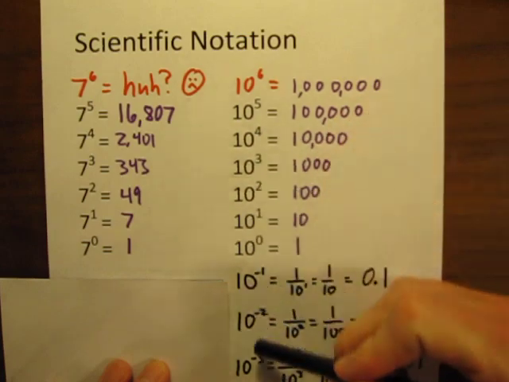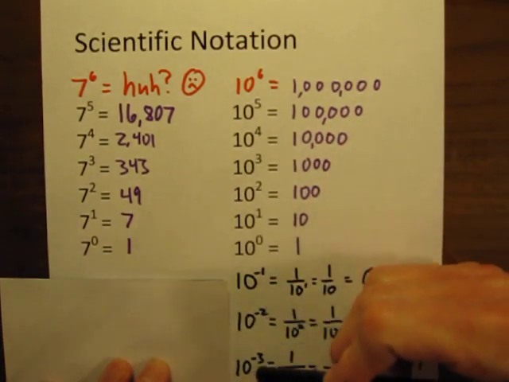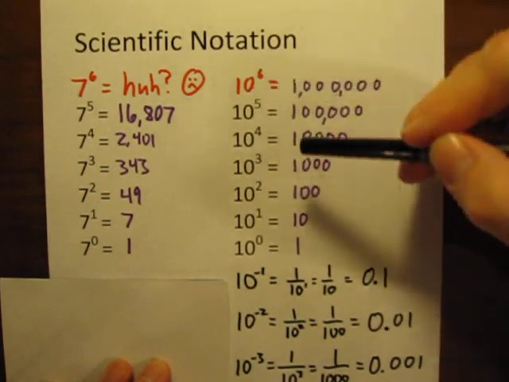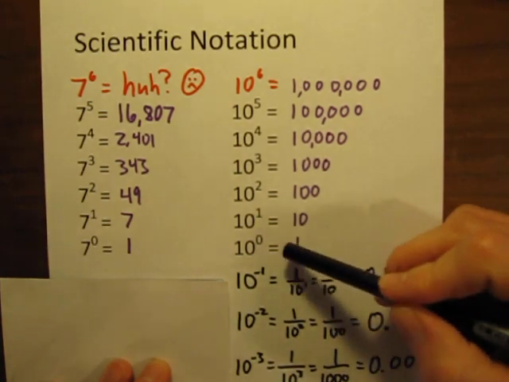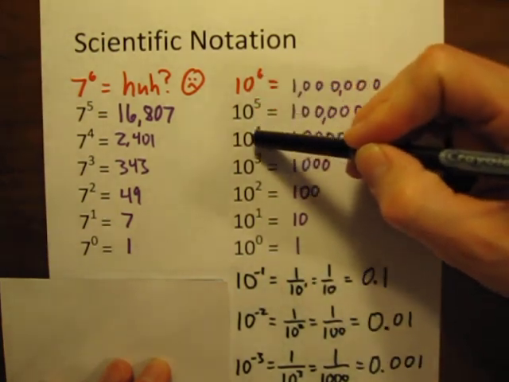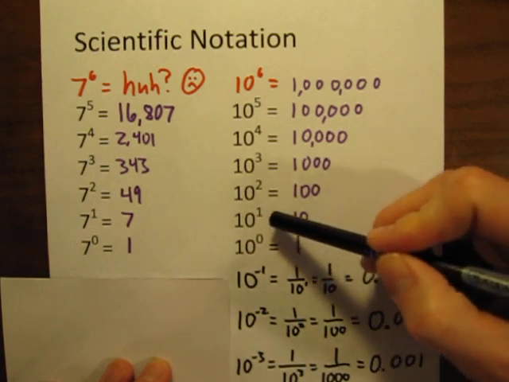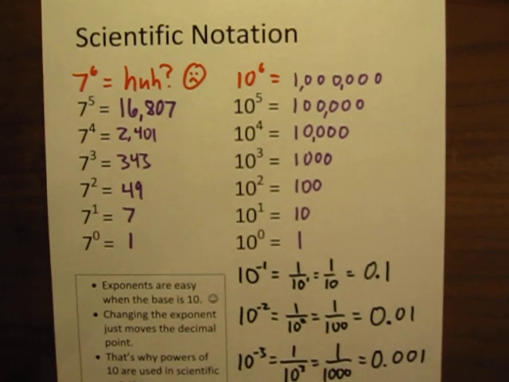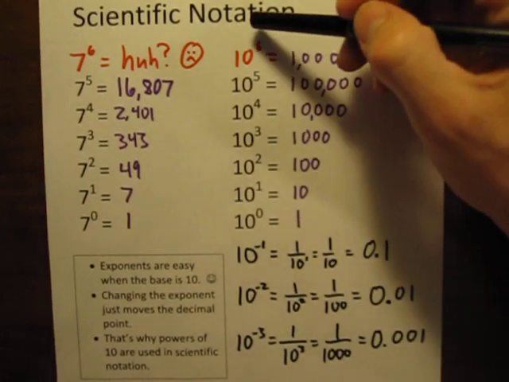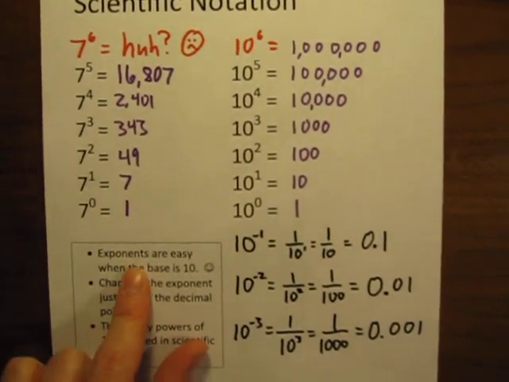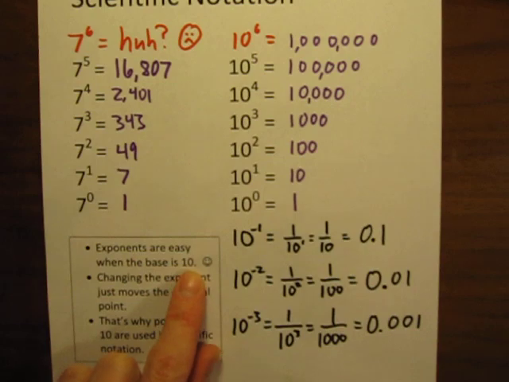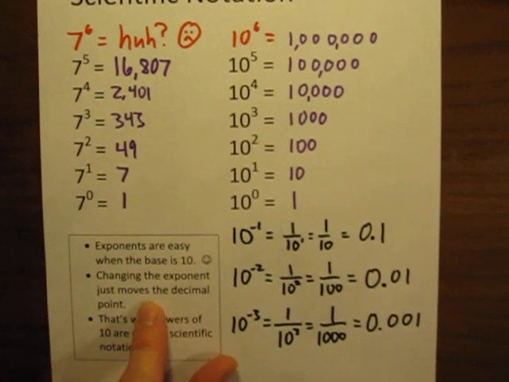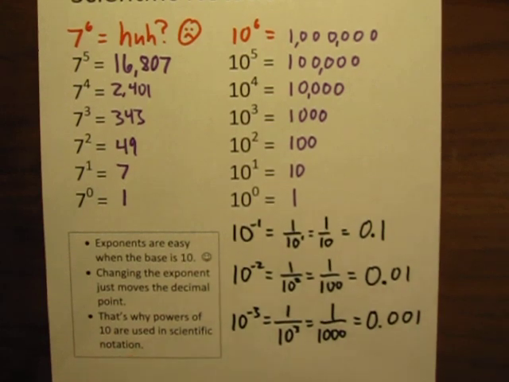These numbers here are called powers of 10, and as you increase that exponent, you're moving that decimal point to the right. As you decrease that exponent, you are moving that decimal point to the left. And that's going to be very useful for us. So, why did scientists like this set of numbers? Because exponents are easy when the base is 10. Changing the exponent just moves the decimal point. And that's why powers of 10 are used in scientific notation.